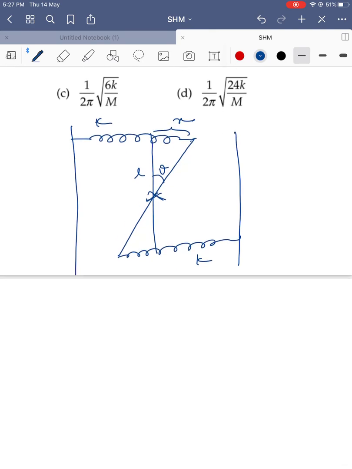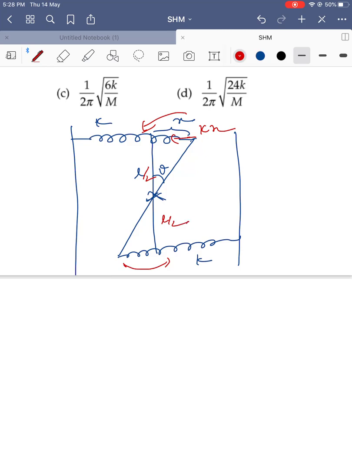Okay, alright. Next, now we are writing the force equation. Force is equal to, as in the previous case, Kx into L. In which direction? It will be in the anti-clockwise direction. It is also Kx into L by 2, right?